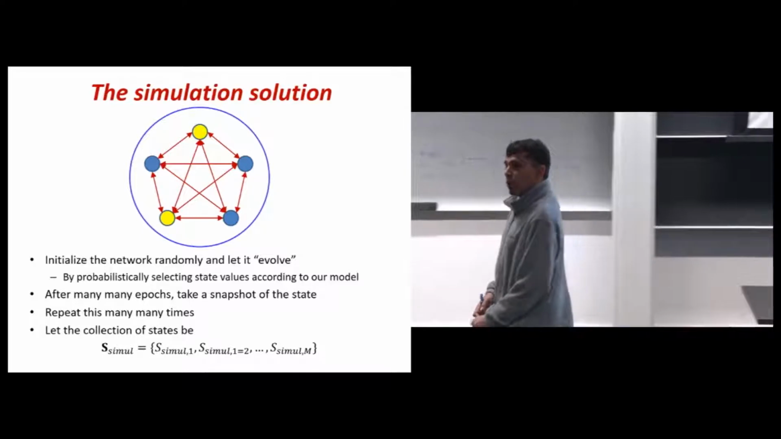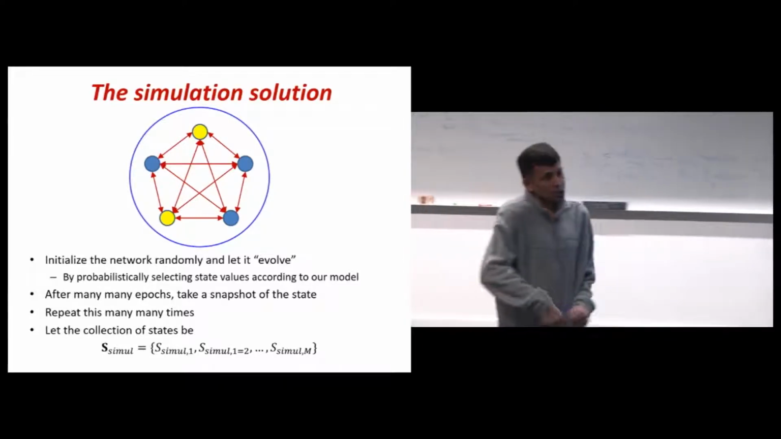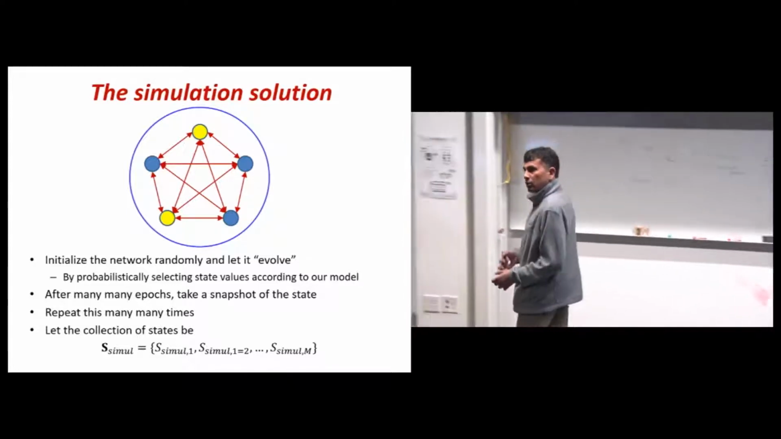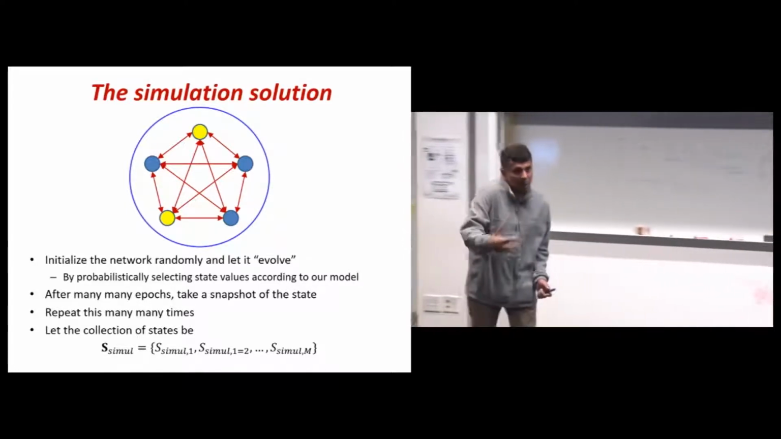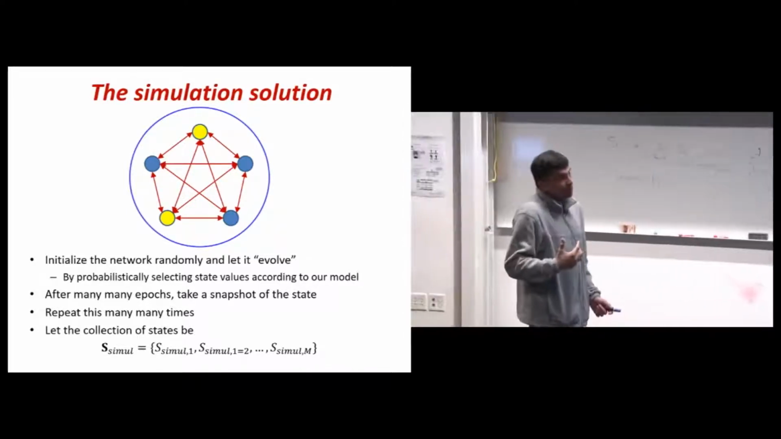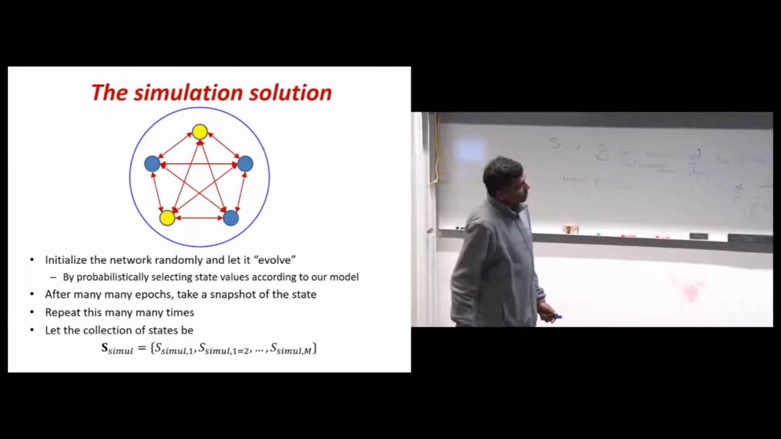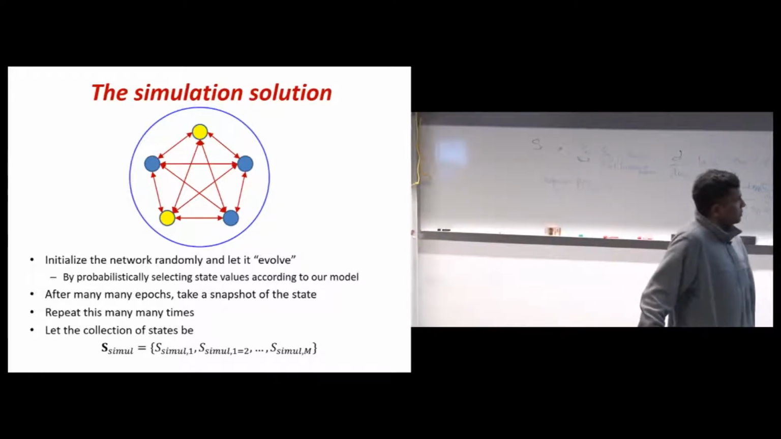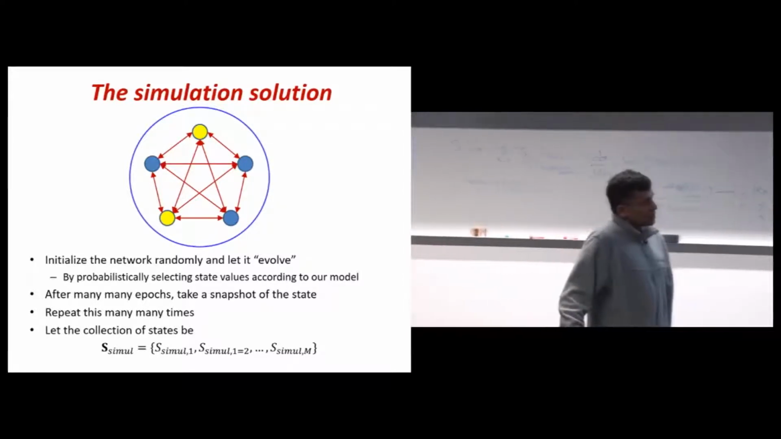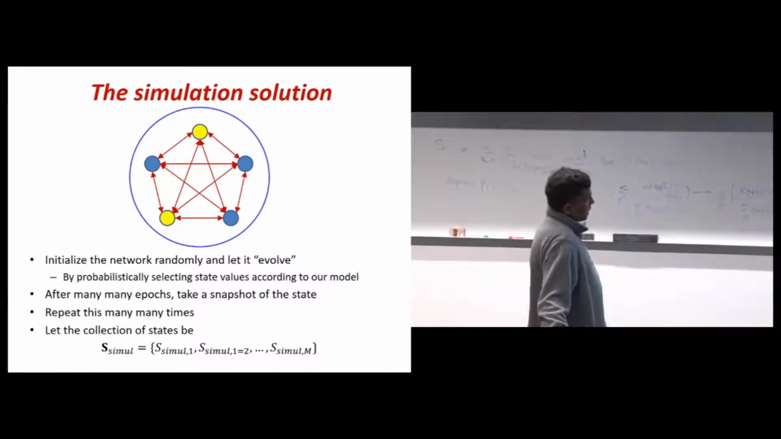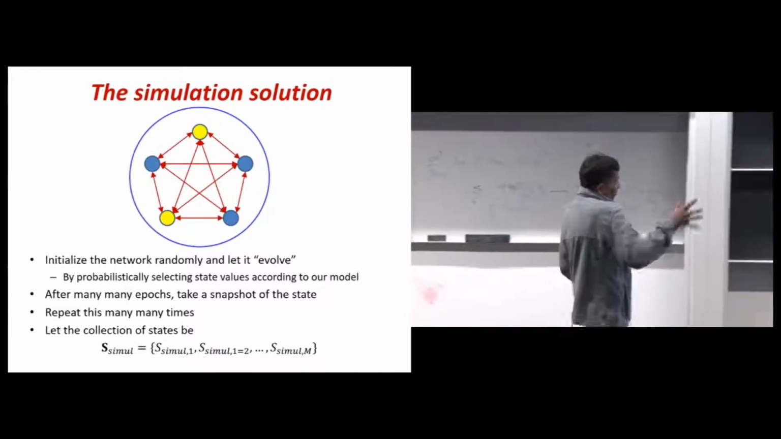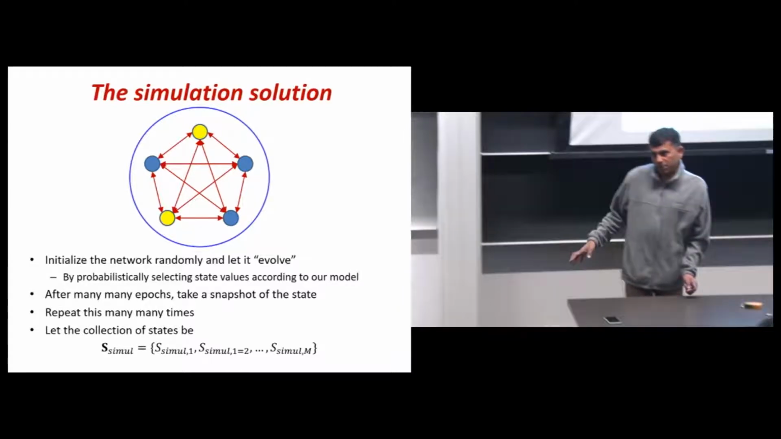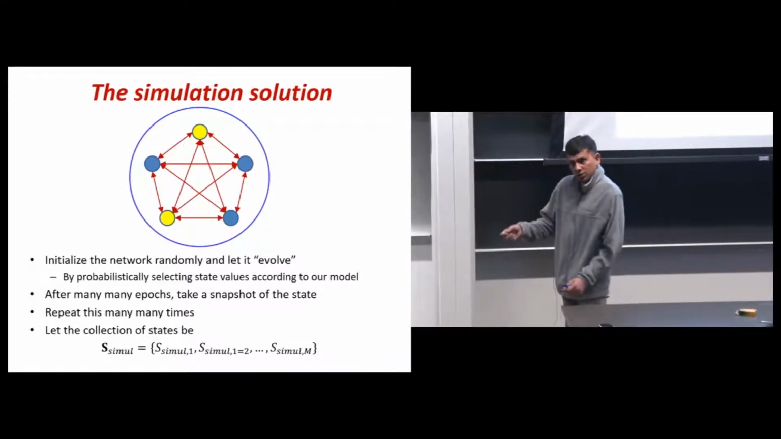And we've already seen what it means to sample a Boltzmann distribution. You just set it at some value, and you let it evolve. And if you do this repeatedly, every time it converges, it's going to give you one sample from the distribution. So you initialize the network randomly and let it evolve by probabilistically selecting state values according to our model. And then after many epochs, you just take a snapshot of the state. You do this many, many times. So I'm going to call this a simulation.